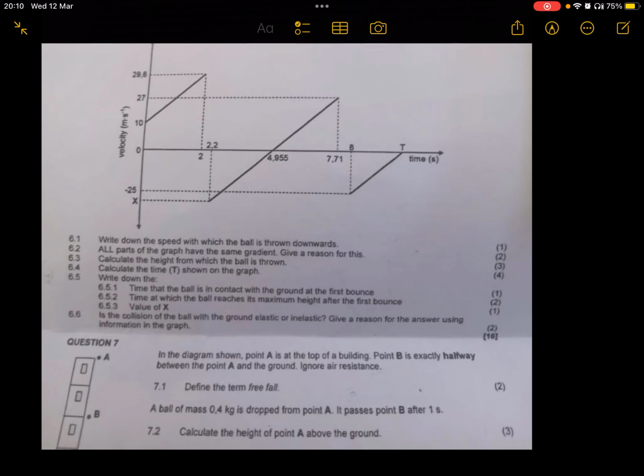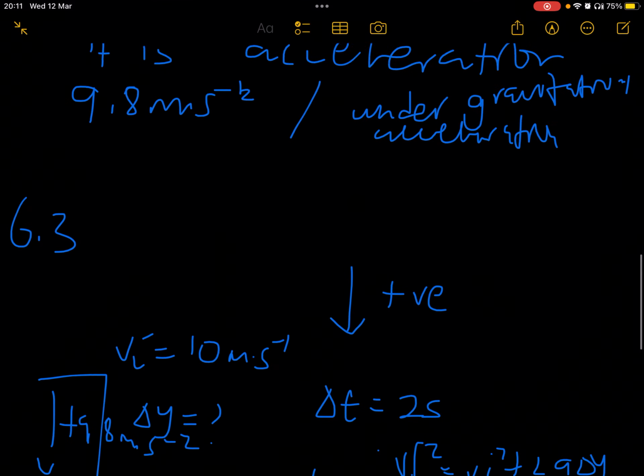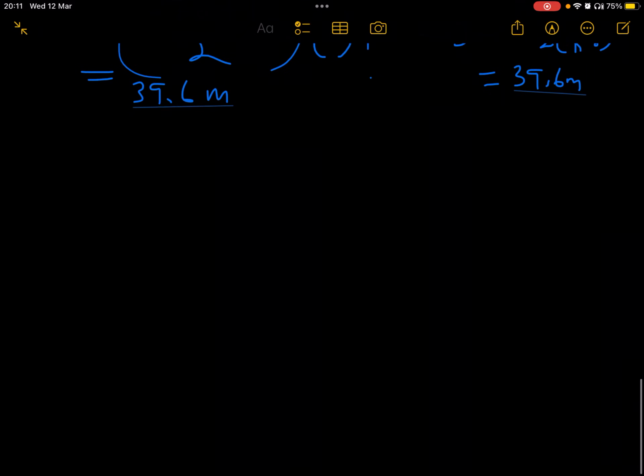Calculate the time t shown on the graph. Now that is the time for the whole of the bouncing to happen, or the scenario. If we look at it, they told us that all parts of the graphs have the same gradient. So I thought I should use my mathematics in order to solve this one. All parts of the gradients have the same gradient. That's what the statement said.